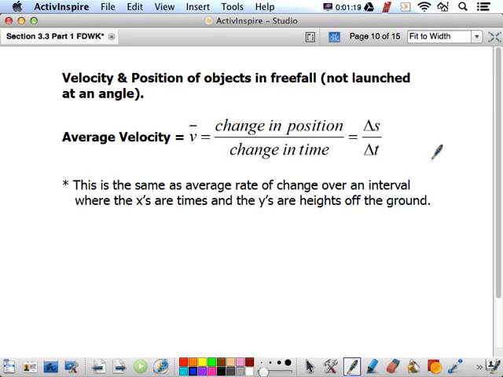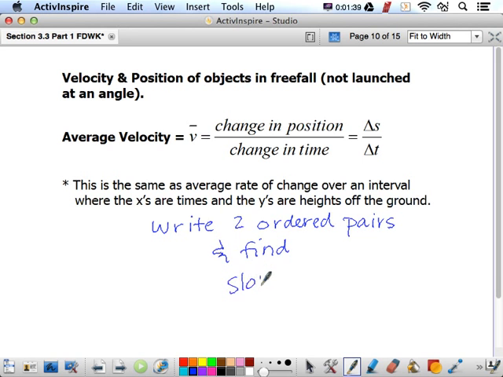Okay? And so how do you find the average rate of change of anything? You write two ordered pairs and do what? And do the slope formula. And you just find the slope between them. That's how you find any average rate of change. So you write your two ordered pairs and you find the slope between them.